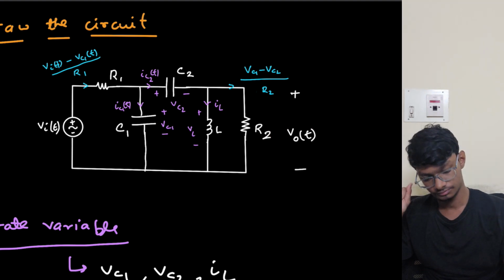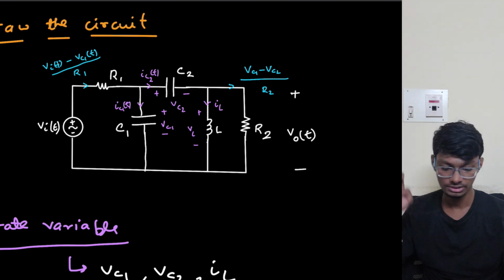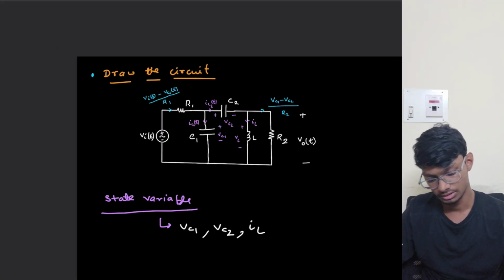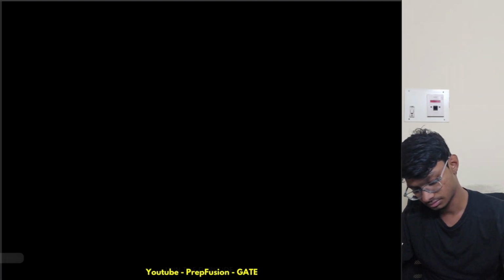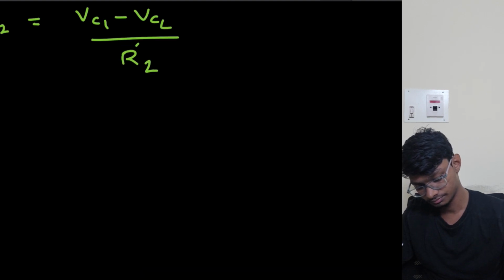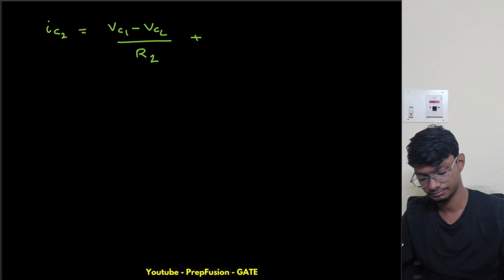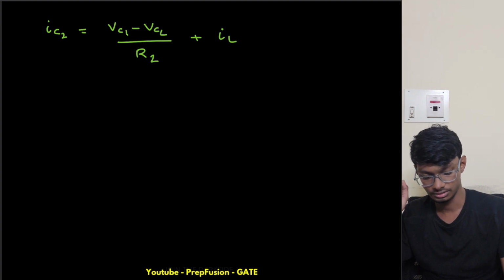Also, what is the current through this one? What is IC2 equal to? IC2 is IL plus VC1 minus VC2 by R2. So let me write here in a different color: IC2 equals VC1 minus VC2 divided by R2, plus IL.